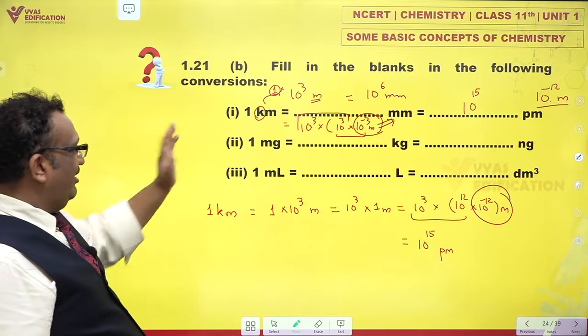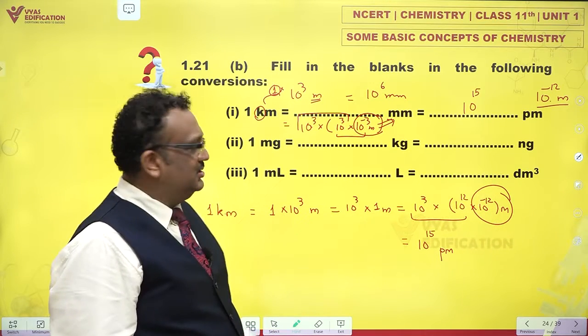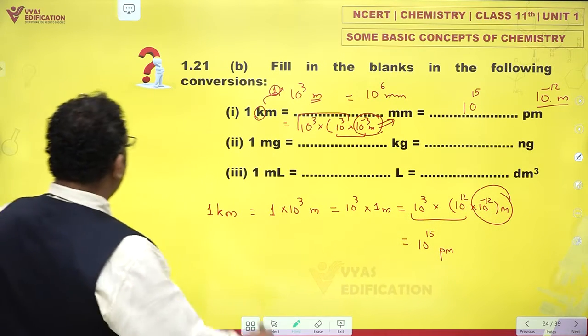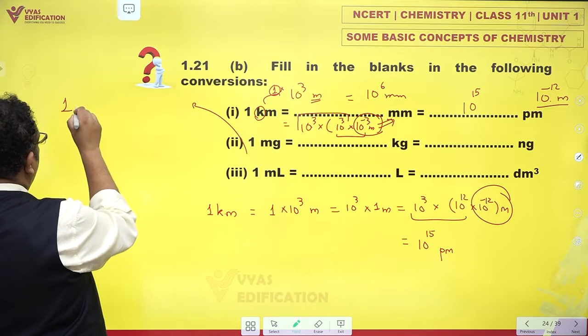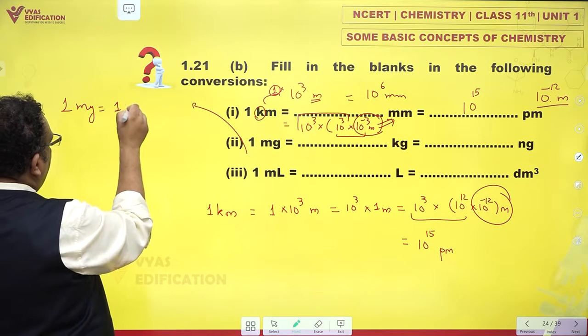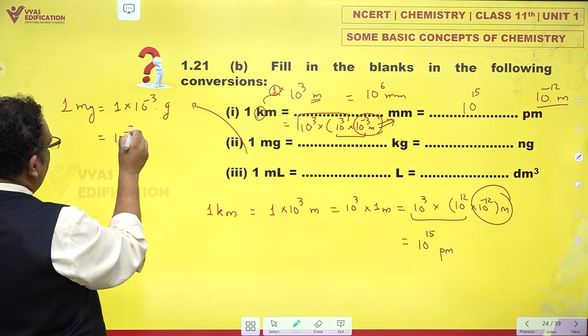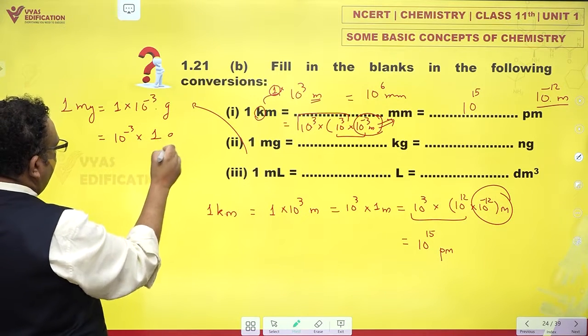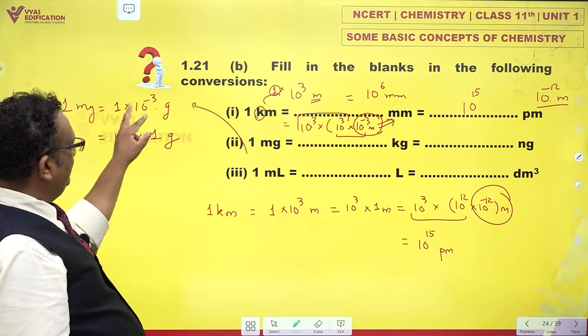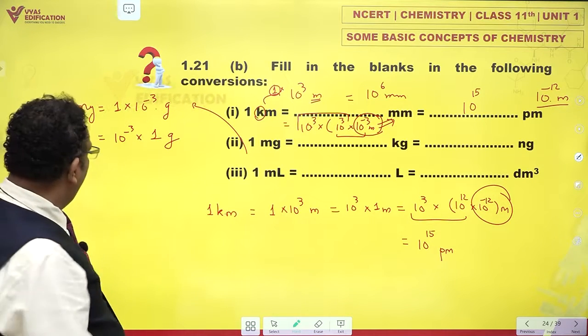How about the opposite? If I have a small thing and I want to get big things, I could do that. 1 milligram, let me start with this. 1 milligram is 1 into 10 is to minus 3 grams, which is 10 is to minus 3 into 1 gram. I just exchange them, ting, tang, right?